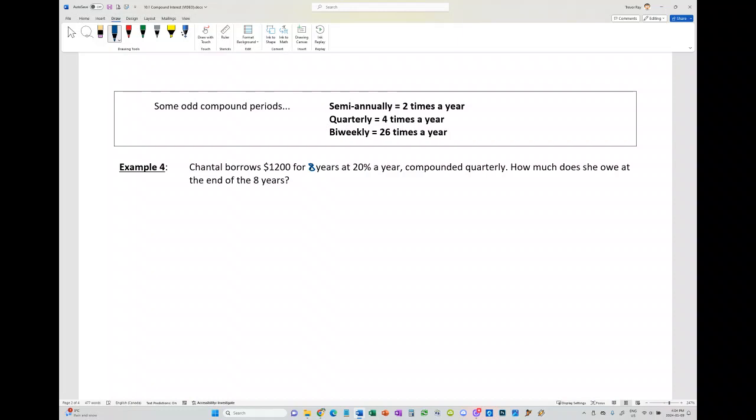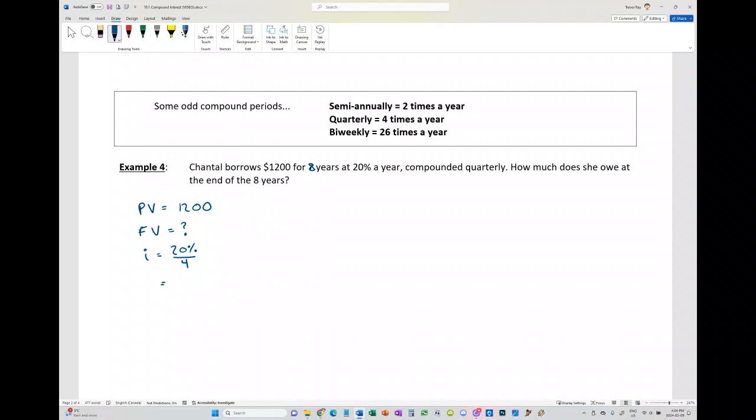But we're going to start off kind of the same way we did it before. We're going to say the present value, the amount that we're talking about right now, is $1,200. And whether you're investing or borrowing, the math is identical. It's just who owes who. Future value is what we're trying to find: how much we're going to have in 8 years, or how much she's going to owe in 8 years. The interest rate per compound period i is 20% per year, but since we're compounding quarterly, I'll divide that by 4.